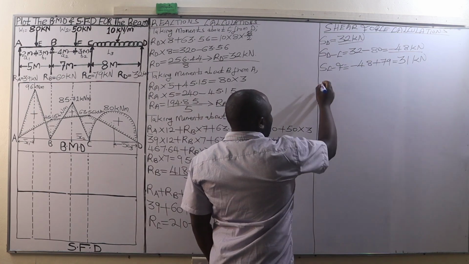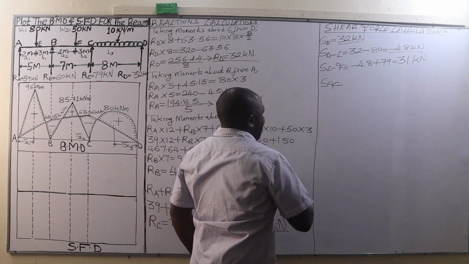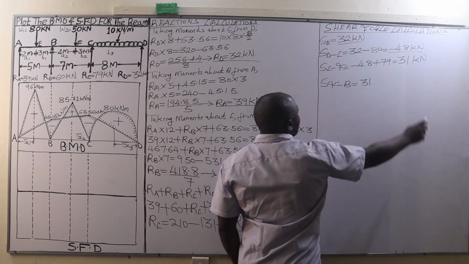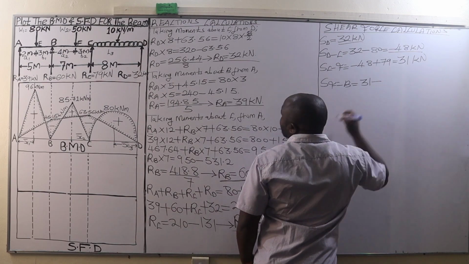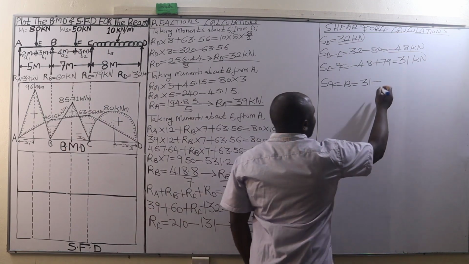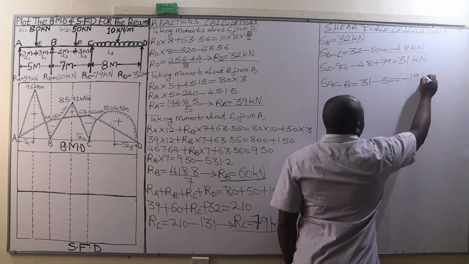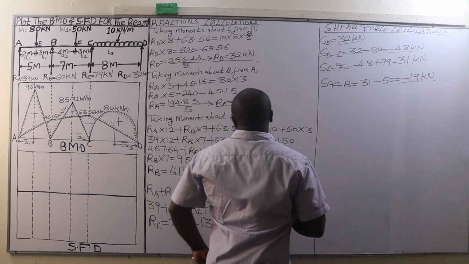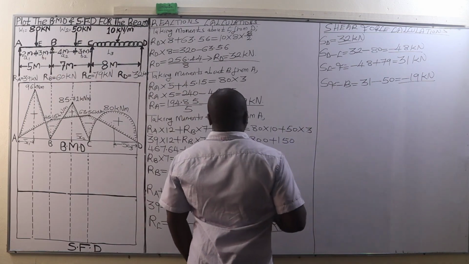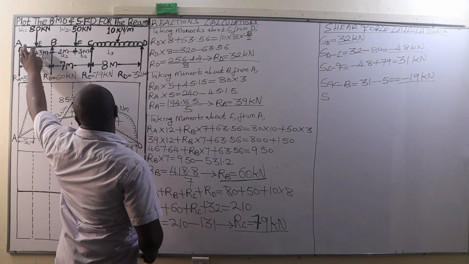Then from there you go to shear force between F and B. Shear force between F and B is going to be 31 kilonewtons, that is this shear force between C and F. We subtract the point load at F, which is 50 kilonewtons. So 31 minus 50 is negative 19 kilonewtons. So that is the shear force between F and B. Very good.